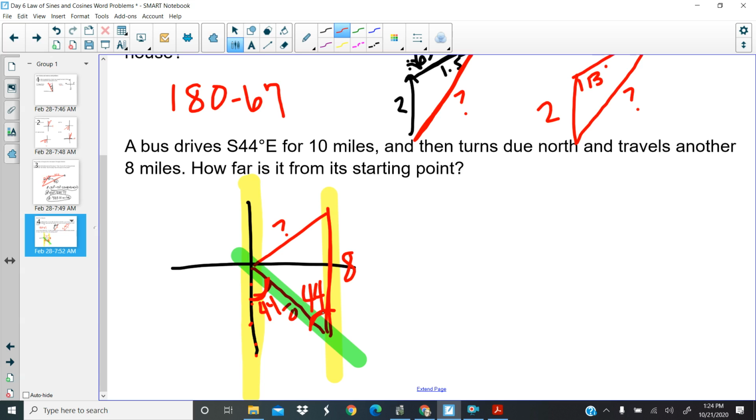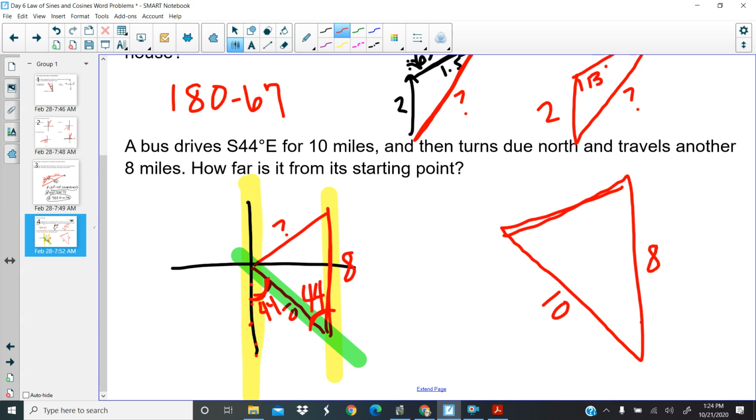So then just to draw a cleaner version of our triangle, it would be something like this, where our first initial travel was 10 miles, then we went 8 miles due north, and the angle in between them is 44 degrees. And the missing side you would be looking for is there. So you would use the law of cosines on this one as well.